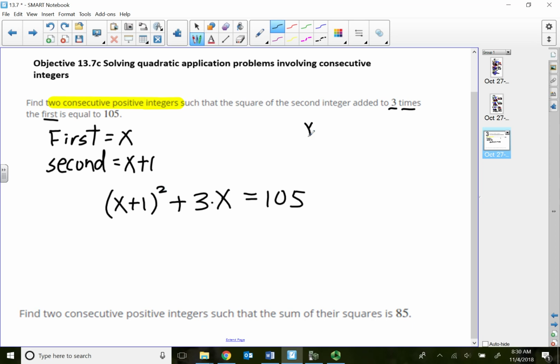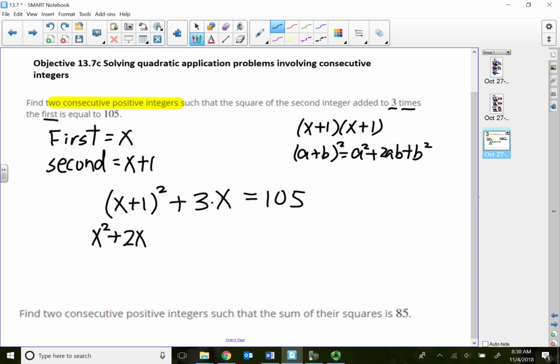You can either say this is x plus 1 times x plus 1 and foil it out, or we can use the formula, which is a plus b whole thing squared is equal to a squared plus 2ab plus b squared. Either way will give you the same answer. I like to use the formula because that gave me my answer right away. My a is x, b is 1, so that will be a squared, which is x squared, plus 2 times a times b. 2 times x times 1 is 2x, plus b, 1 squared. 1 squared is still 1. The second term on the left is still positive 3x, equal to 105.